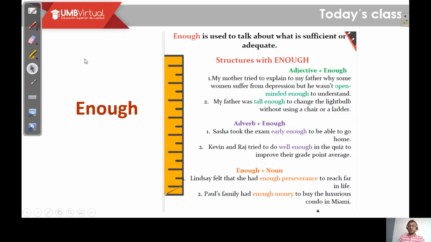Okay, let's continue with enough. It's used to talk about what is sufficient or adequate. Enough significa suficiente, yeah? To talk about sufficient or adequate, what amount, quantity, or something related to enough in a certain quantity. So we use three types of structures with enough. We have adjective plus enough, adverb plus enough, and enough plus noun.